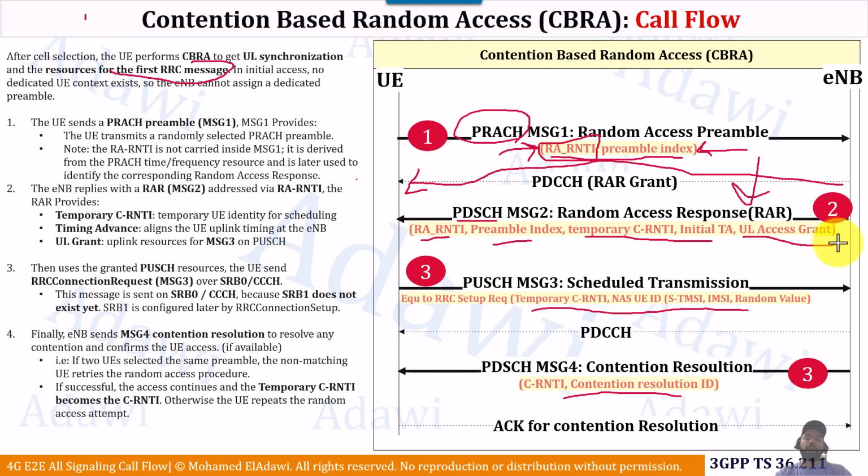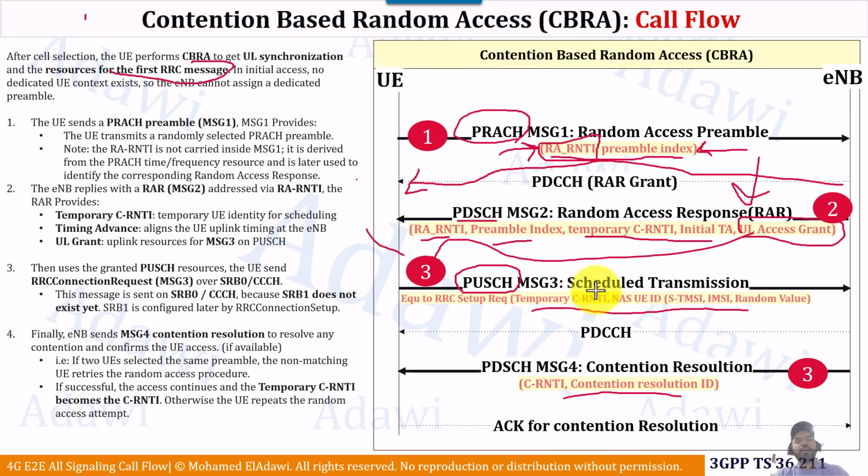And also there will be an uplink access grant. This will assign the resources needed to transmit the third message. It will tell the UE that the third message can be transmitted at this particular frequency, at this particular frame, this particular subframe, at this particular system frame number. So this tells him all the information to be able to transmit the third message, because message number 3 is mainly transmitted in the physical uplink shared channel. So this is called message 3.